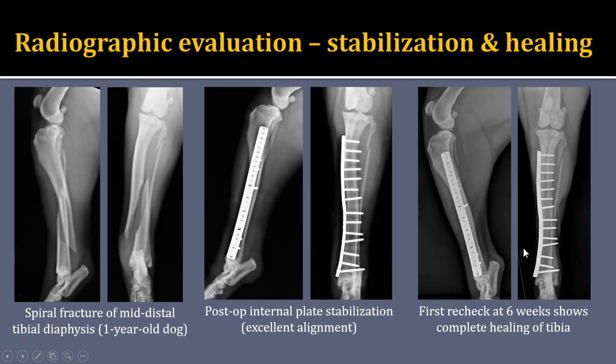Here's another patient. These are the preoperative radiographs that show that there is a spiral fracture of the mid-diaphysis and distal diaphysis of the tibia, along with a proximal diaphyseal fibular fracture. And this was stabilized with a plate with many screws here. They have great anatomic alignment and reduction with really no gap at that fracture. I can barely see the fracture line on this view.